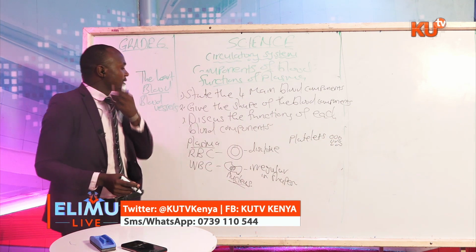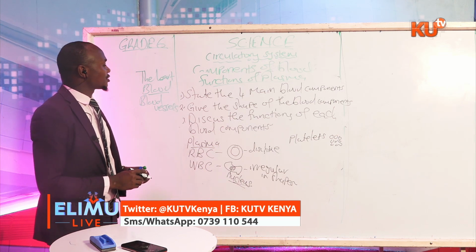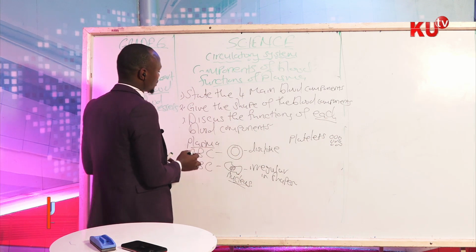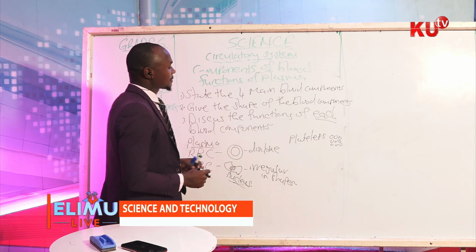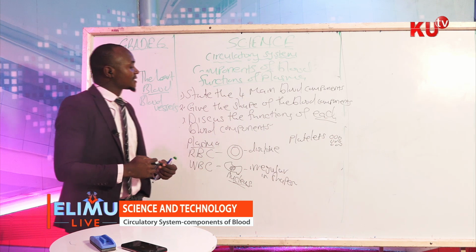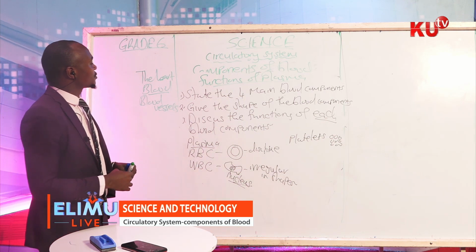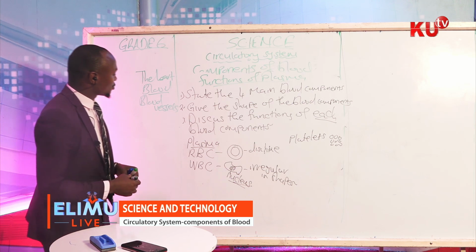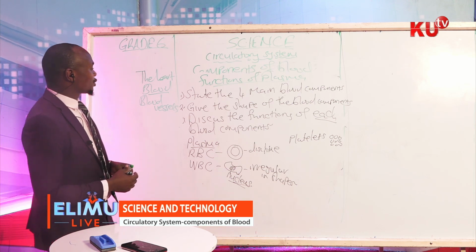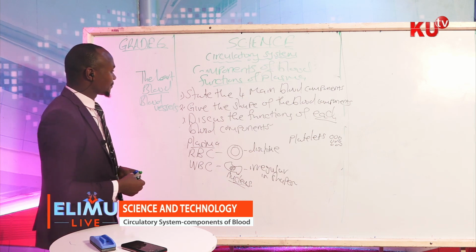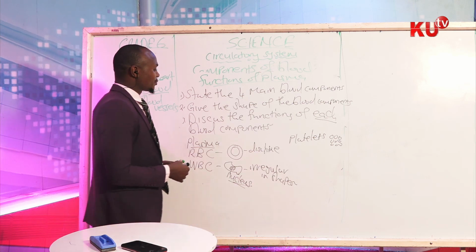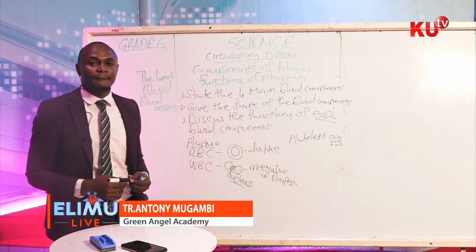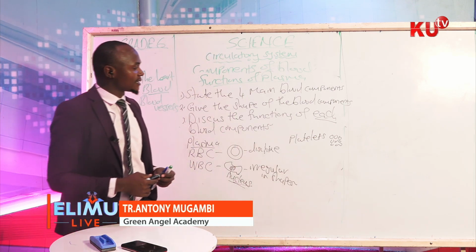The other question, learners, you want to discuss the functions of each blood component. Having discussed the functions of the components of blood that we have, you are supposed to respond to that question correctly. Maybe we can begin with the smallest blood components, that is the platelets. Let me help you answer that question.